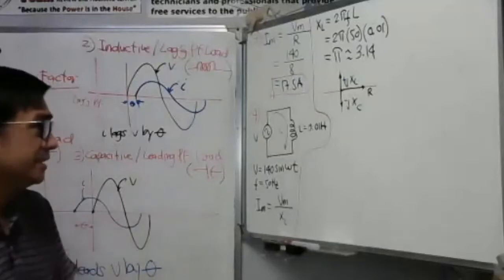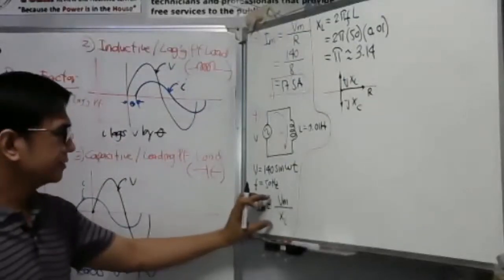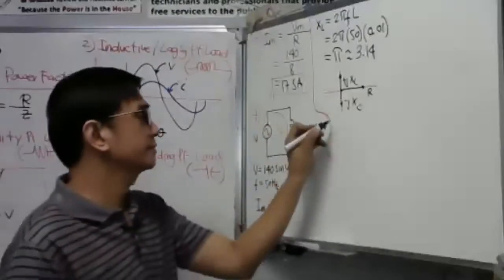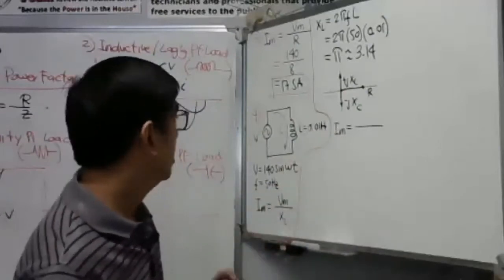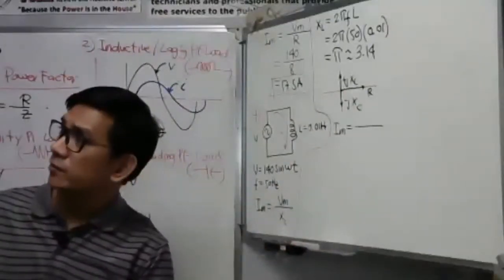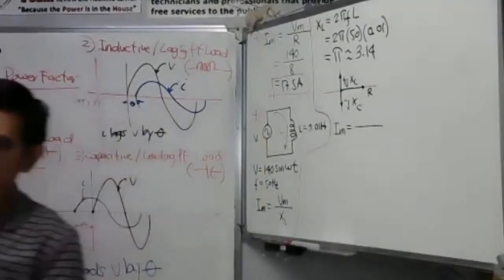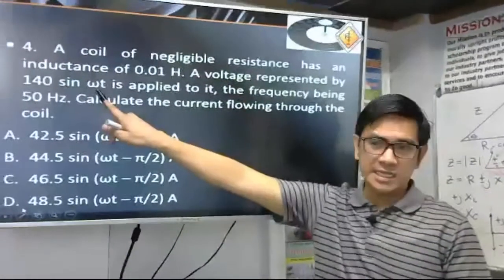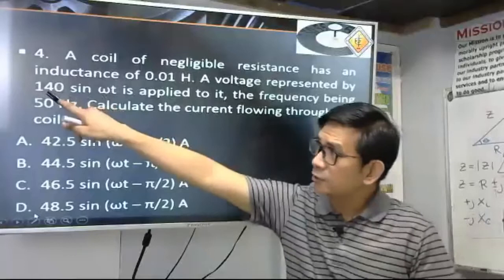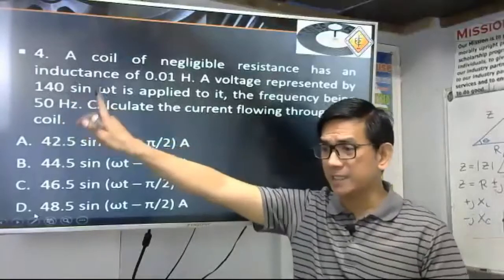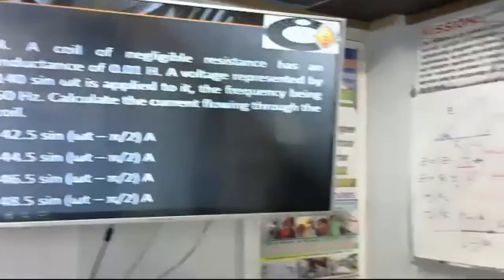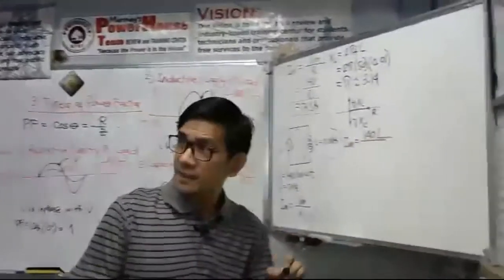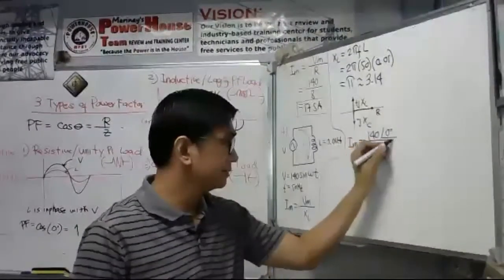Okay, let's go first with the basic. So we have here I sub m. We have V sub m. How much is V sub m? We are given 140 sine omega t. If we are going to convert this into polar form, that is 140 angle 0 degree. So let us put here 140 angle 0 degree.